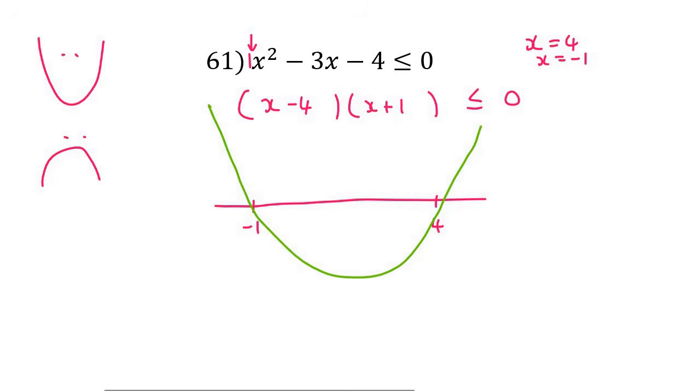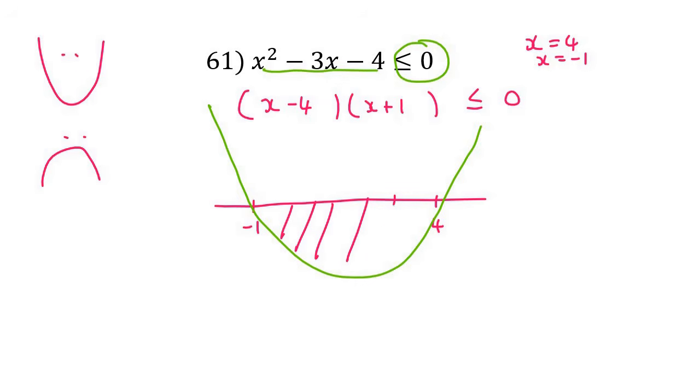Now what we do is we look at this part over here, and it's telling us where is this graph negative or smaller than 0. Remember, smaller than 0 means negative, so it means where is it underneath the x-axis. So underneath the x-axis is all of this over here, and so your answer is going to be from -1 up to 4. So you're going to say that x must be bigger than or equal to -1 and smaller than or equal to 4.